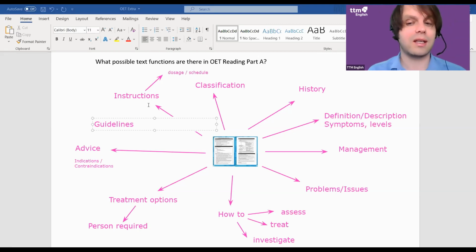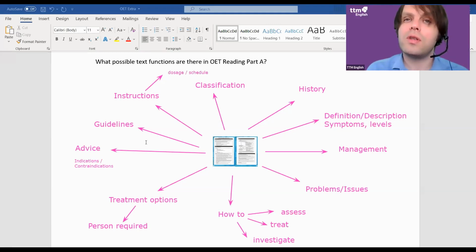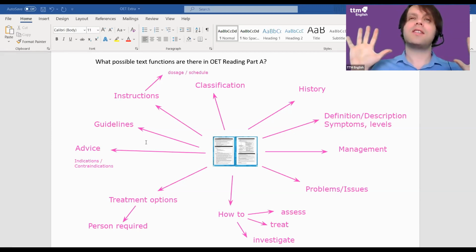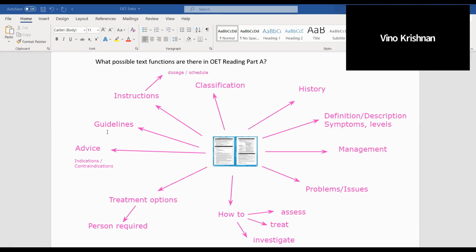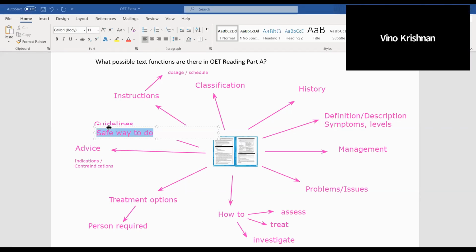I don't know what you guys think. What do you think about this? Guidelines and advice. Guidelines is more like a rule, a technique. The language for advice is like you should do this, you should do that, right? But guidelines doesn't say should. It's more like a protocol, a specific, safe way to do something.